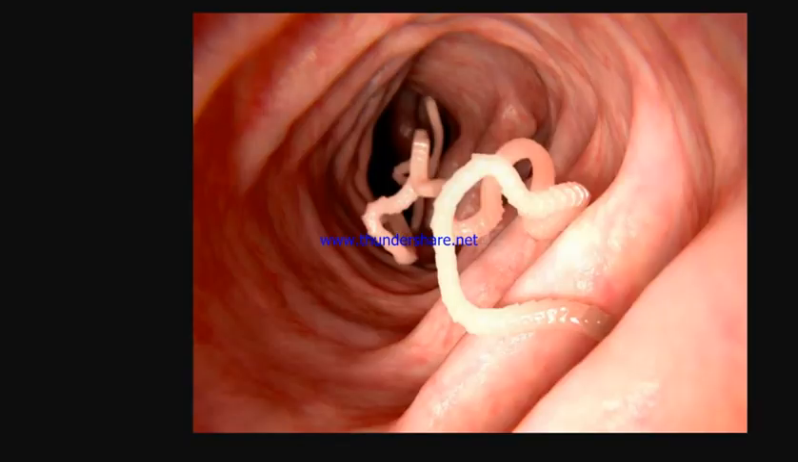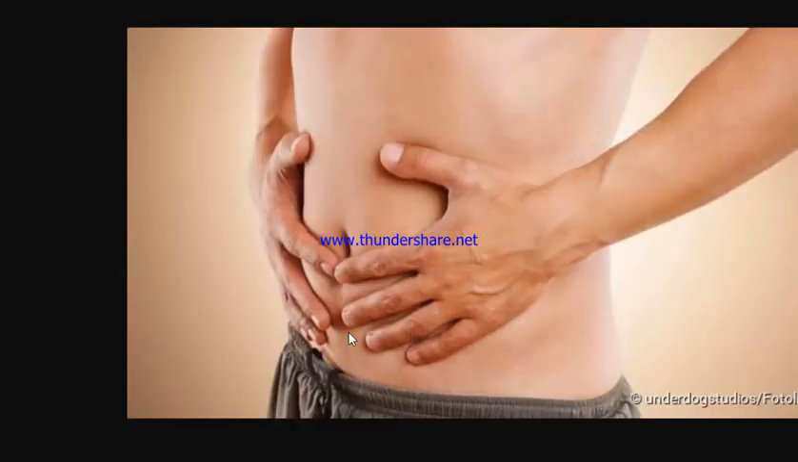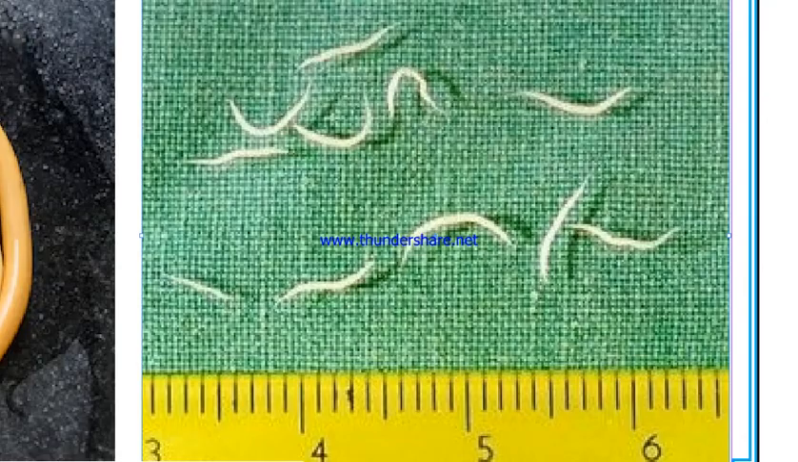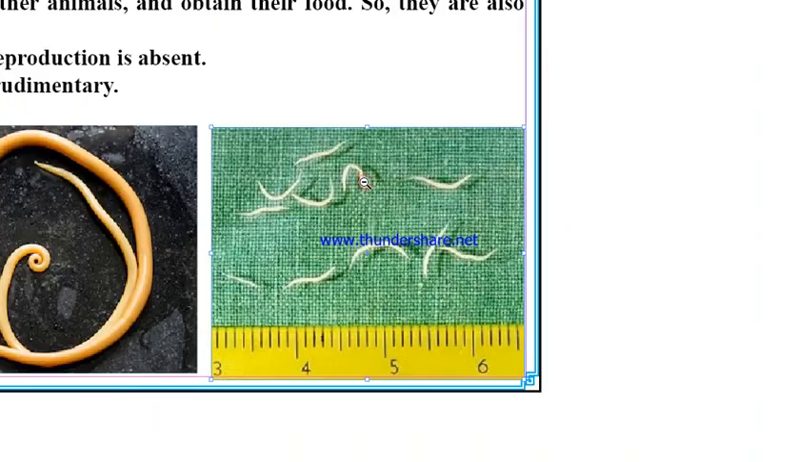Okay, so other symptoms. Okay, this is the diagram showing inside of your intestine with pinworms. Okay, these are the pinworms, and this is the inside of your intestine. And because of the pinworm, this lower part of abdomen, they hurt. Okay, abdominal pain is felt at the lower part of your abdomen because of pinworms. Okay, let us continue.